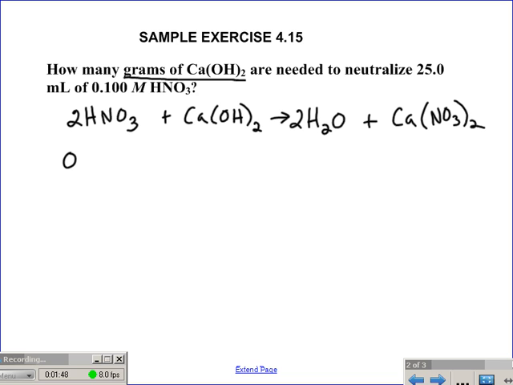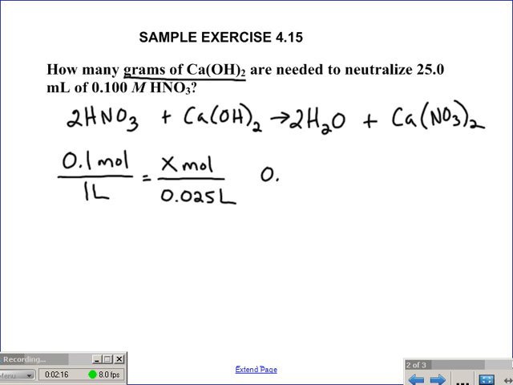So if I have 0.1 mole per 1 liter, so 0.1 molar nitric acid solution, and I want to figure out how many moles are in 25 milliliters, I need to make the units consistent, so it would be 0.025 liters. When I cross multiply and divide, I take my 0.025 times 0.1, and I get 0.0025 moles, and this is of the HNO3.